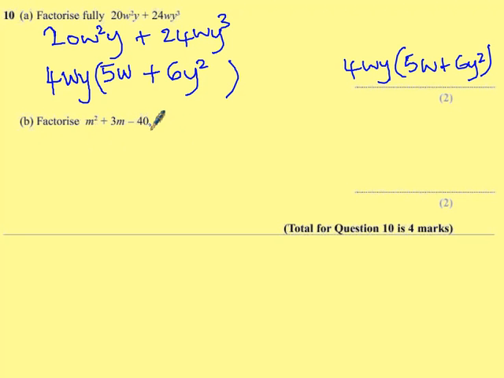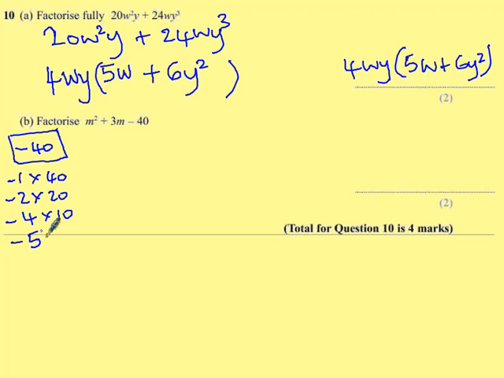Now this has got three terms, so we're going to factorise into double brackets. Now we're looking for factors of minus 40. So two numbers that multiply together to give minus 40 that add together to give 3. So we've got minus 1 times 40, minus 2 times 20, minus 4 times 10, minus 5 times 8. So I knew that my smaller number had to be the negative number because of plus 3m. So it means that my bigger factor has to be the positive number.